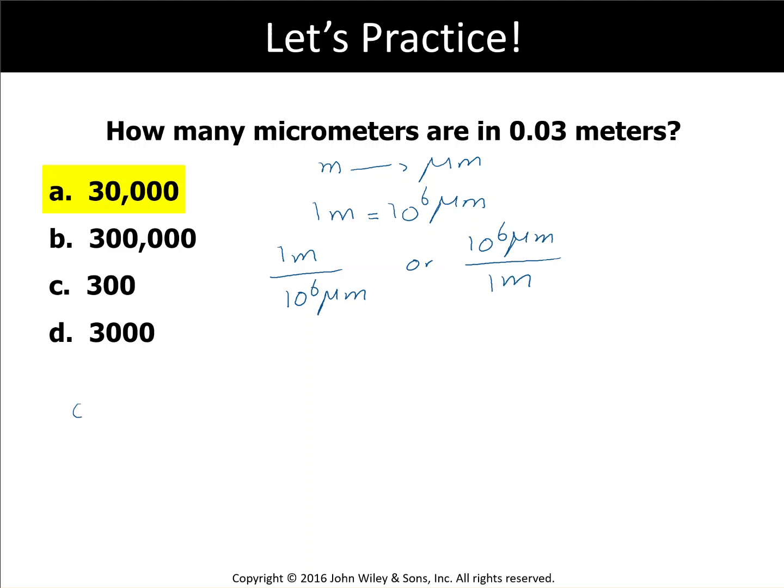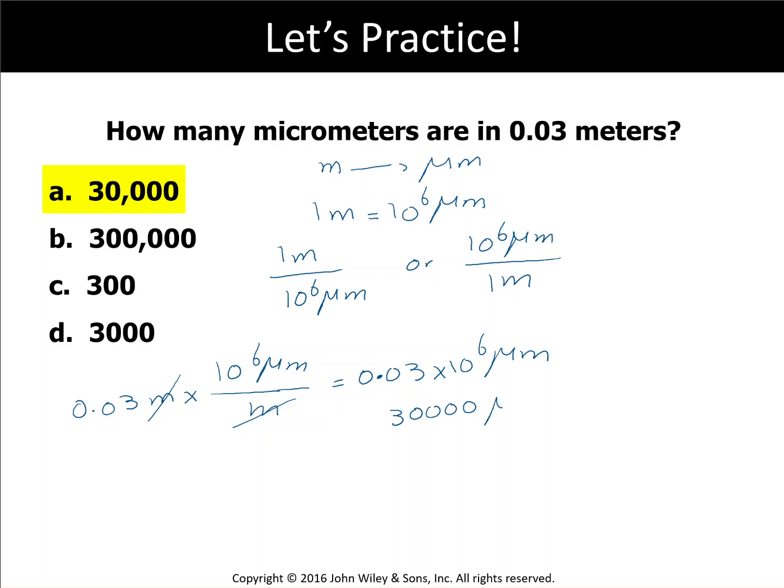Now starting with what's given to us, which is 0.03 meters, you want to choose the conversion factor in which meter and meter cancel out, and you want to end up with only micrometer. So I'm going to choose the second one. Now meter and meter cancel out, and you end up with micrometers. Now this number could also be written as this.